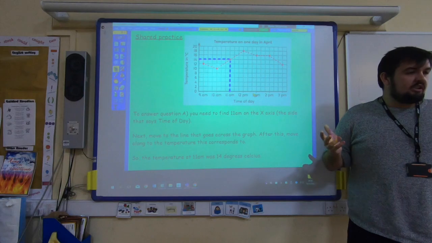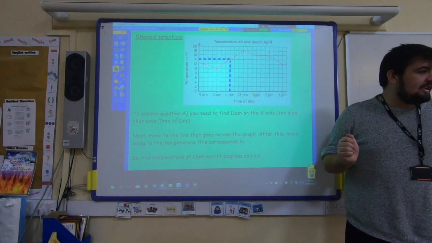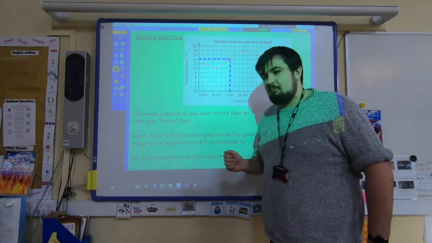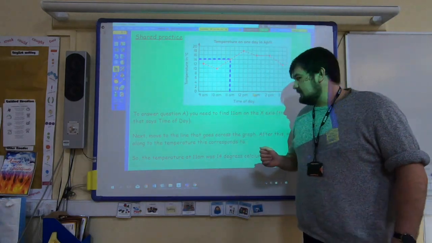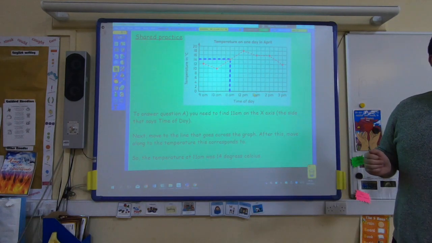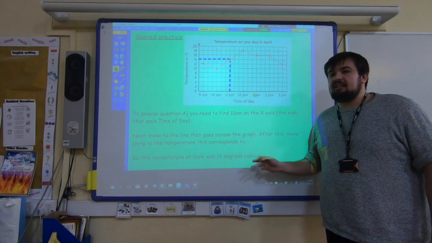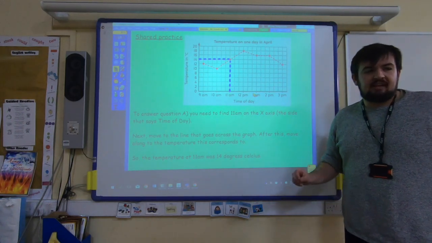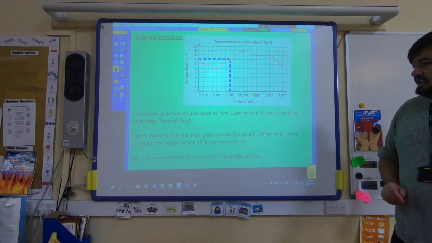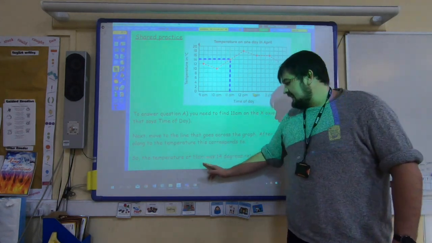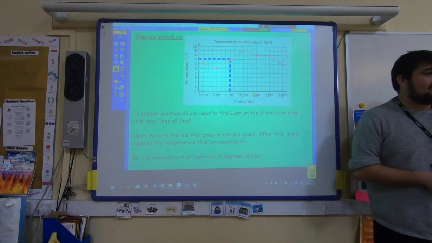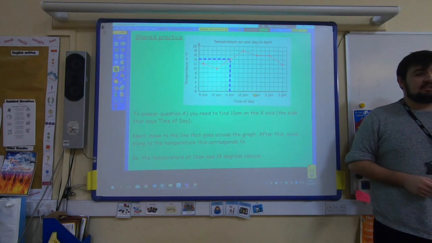Really important that we're saying degrees Celsius, or at least saying 14 degrees Celsius. Because otherwise, it could mean anything. Could mean 14 oranges, could mean 14 sheep, who knows? Could be 14 kilometres, could be 14 pounds. Really important that we're being specific. Okay? So I would say that the temperature at 11 a.m. was 14 degrees Celsius.